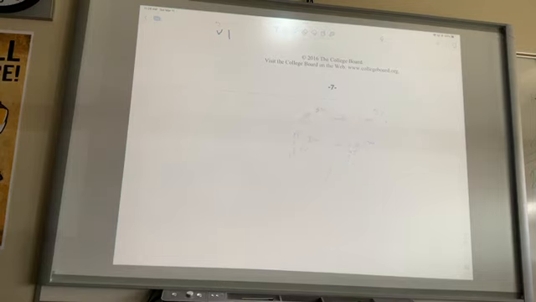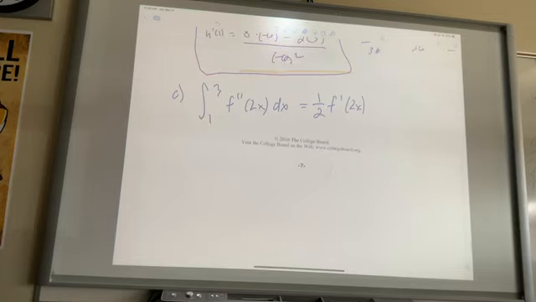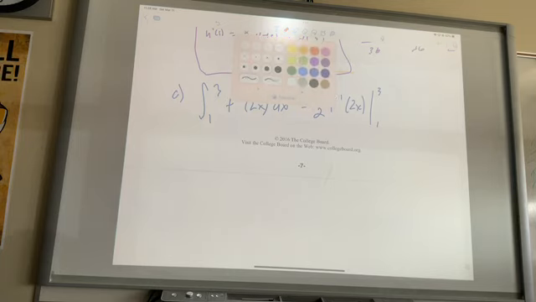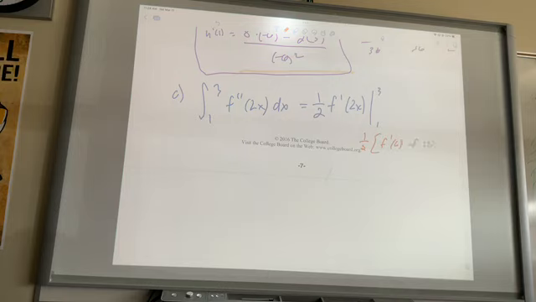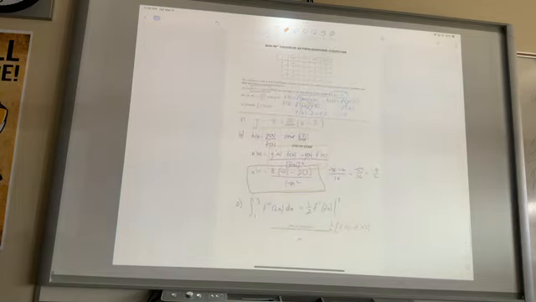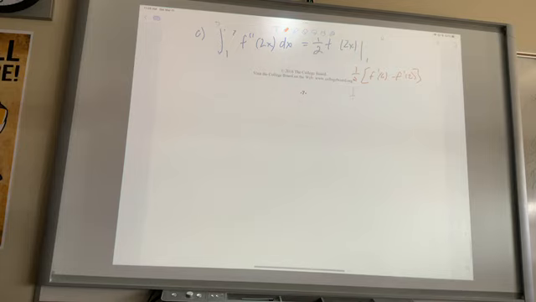So it's 1 half, and I'm evaluating this from 1 to 3. So it's 1 half, and then it's f prime of 6 minus f prime of 2. Can you leave it like that? No, because you have to figure out f prime of 6 and f prime of 2, which are 5 and negative 2. So it's 1 half times 5 minus negative 2. Can I leave it like that? Yes. Alright, 7 over 2.